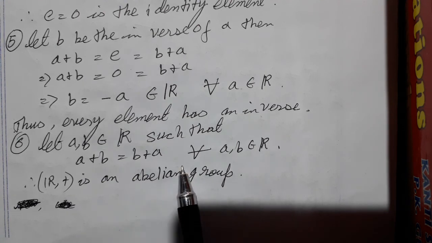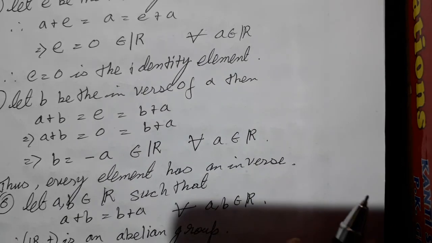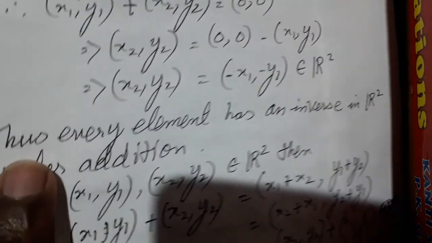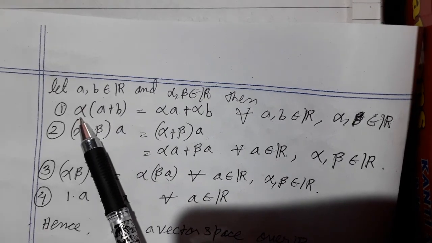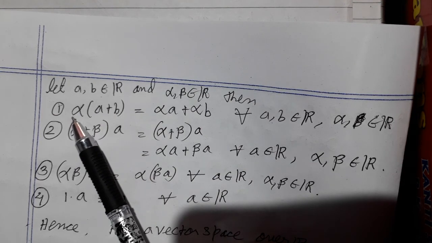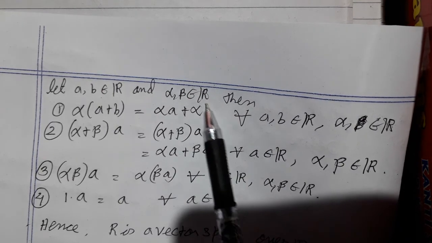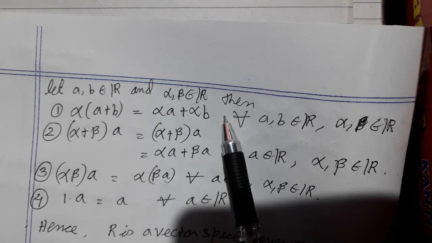Now we are going to prove the remaining four conditions of a vector space under scalar multiplication. Using the scalar multiplication, we try to show that these four conditions also hold. The first condition here is alpha times (a plus b). Alpha is a real number, a plus b is also a real number, so I can multiply alpha inside, and we get alpha a plus alpha b. This is a real number, and this is also a real number, so the sum of two real numbers is again a real number, so this belongs to the real numbers.